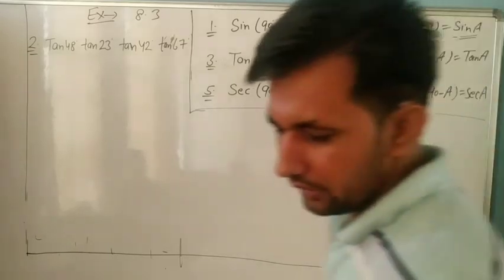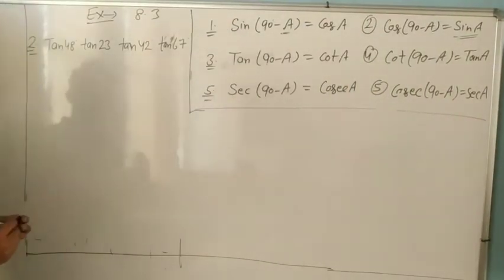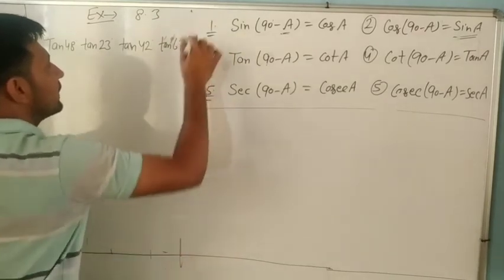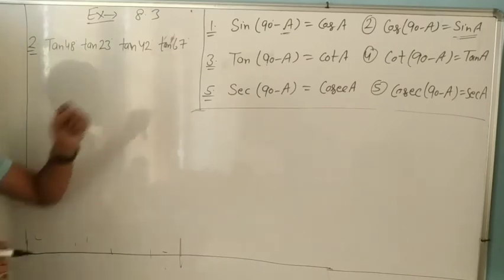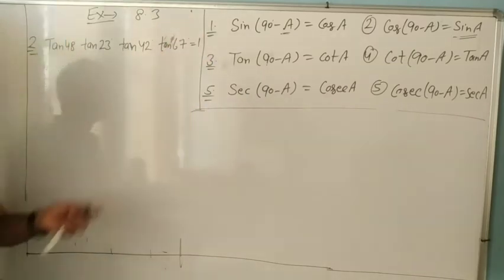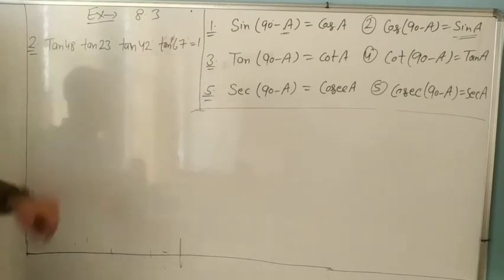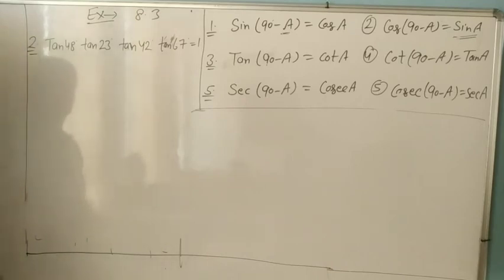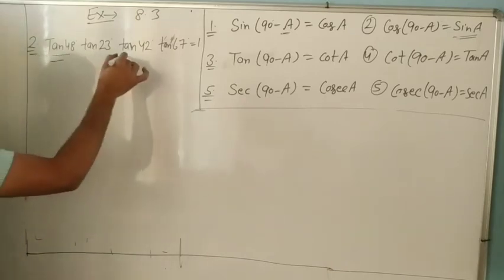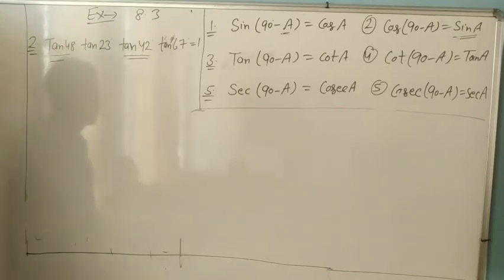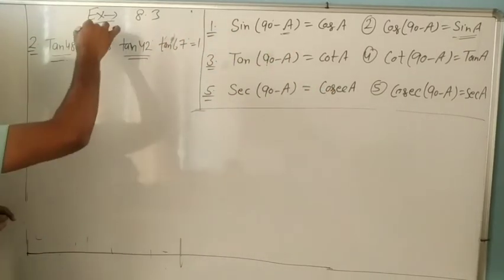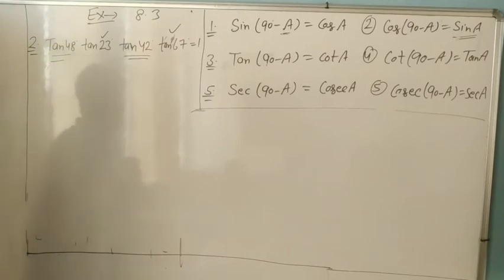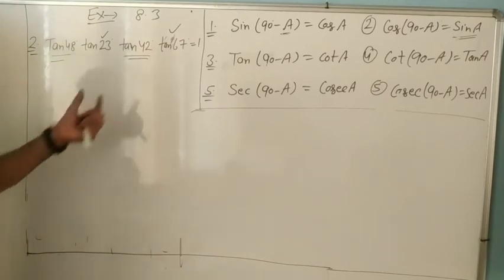Now dear, this is the question. Tan 45, tan 48, tan 23, multiply tan 42, multiply tan 61 equal to 1. We have to show that all this product is 1. So look at, dear, what we will do. First we will check it. Yes, 48 plus 42, 90. 23 and 67, 90. So we will change them.